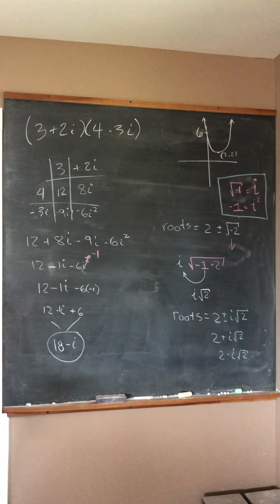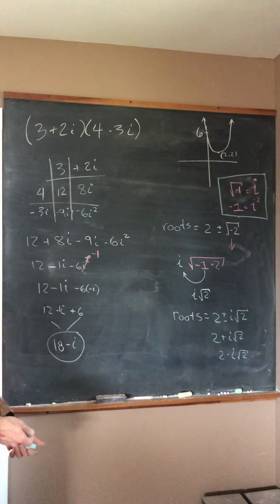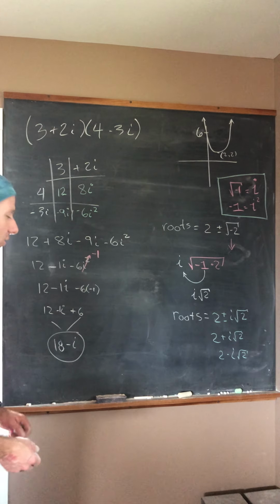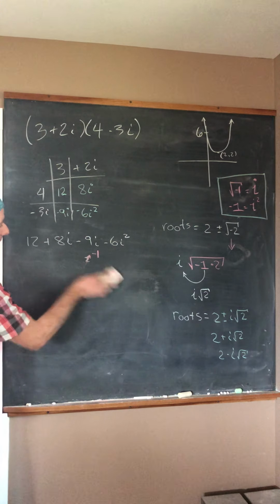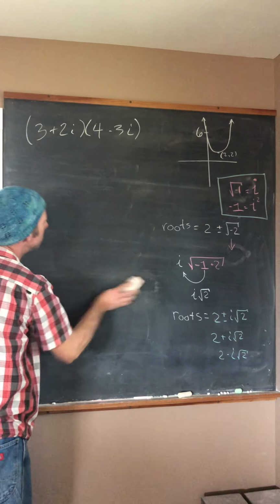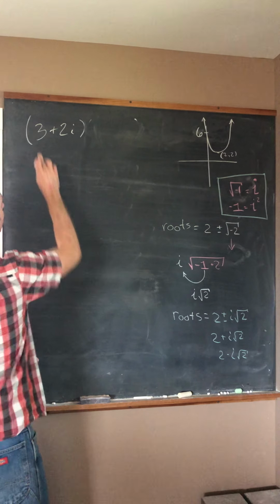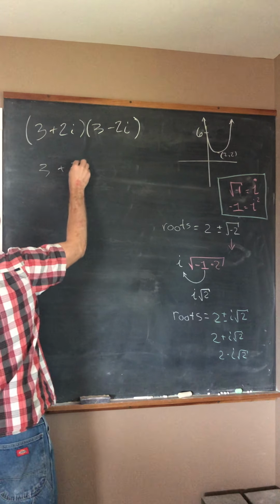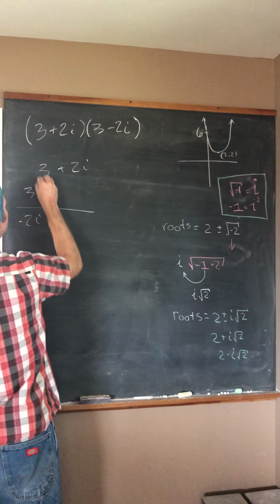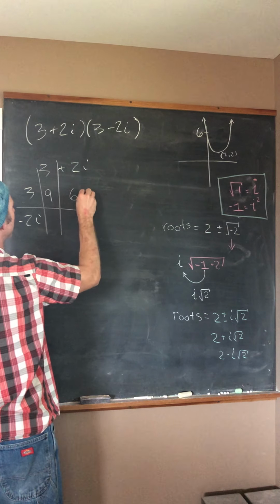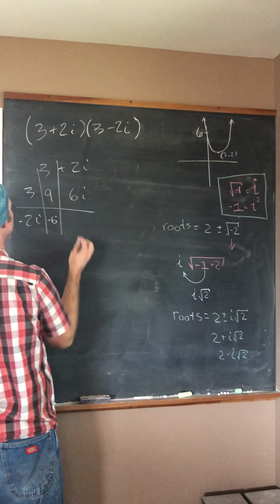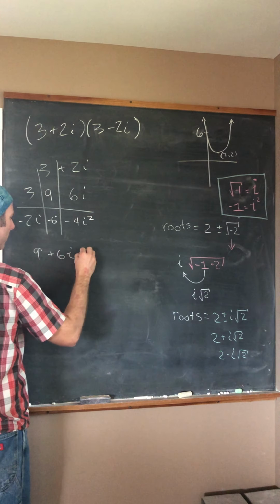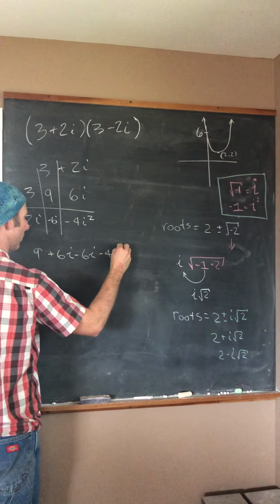Okay. Division is the same. Okay. Let's try another one. Let's try this. I want to do 3 plus 2i times 3 minus 2i. Nine, 6i minus 6i minus 4i squared. 9 plus 6i minus 6i minus 4i squared.